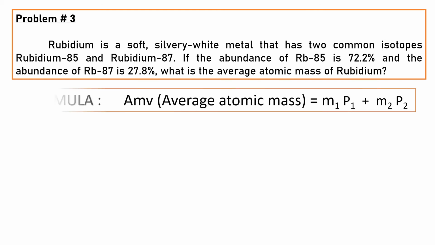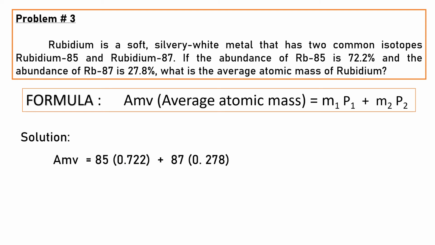So let's check. So still the same formula. We have mass 1 P1 plus mass 2 P2. For our solution, average atomic mass is equal to 85 multiplied by the P1, which is 72.2%. Convert it to decimal point, it will be 0.722, plus the mass 2 of 87 multiplied by the P2, which is 27.8. Converted to decimal point, it will be 0.278. So upon having the product of 85 multiplied by 0.722, this is 61.37.